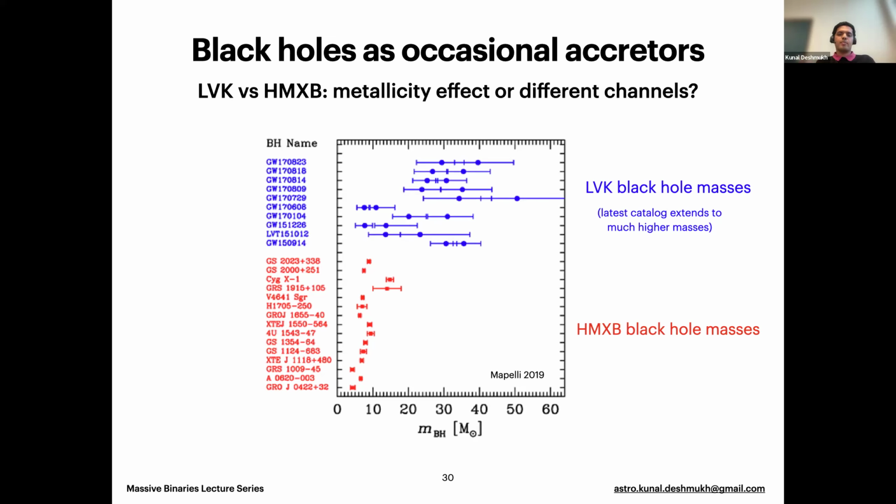So of the order of 100 solar masses, and that I think raises a question of whether it's a metallicity effect or could there be multiple channels involved where not all high mass X-ray binaries are going to show up as the LIGO black holes that we see.